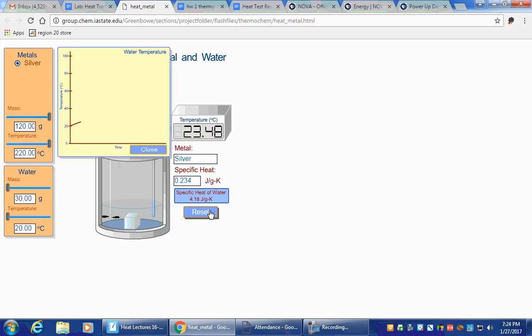Let's look at this and investigate, right? See what's happening. So notice the silver is a pretty substantial mass, right? Pretty substantial mass compared to the water at least, right?